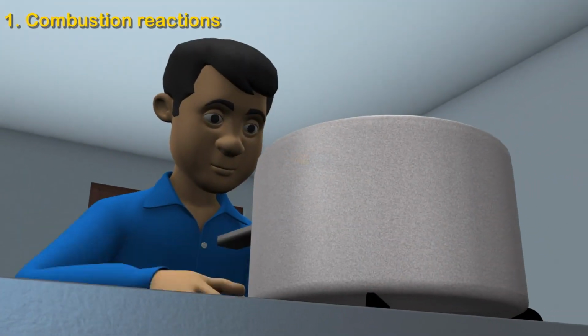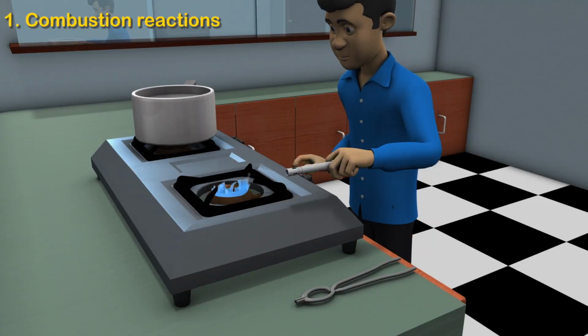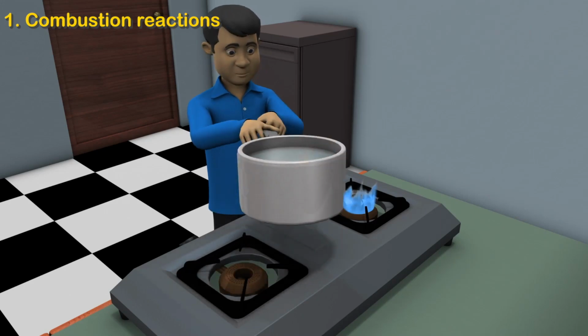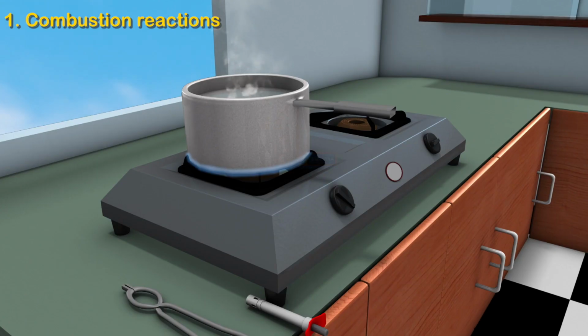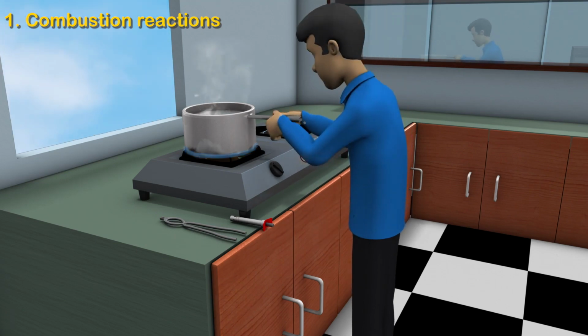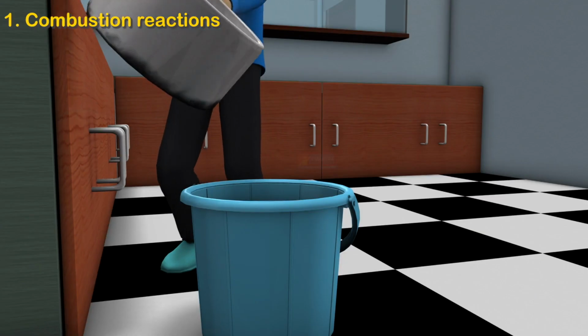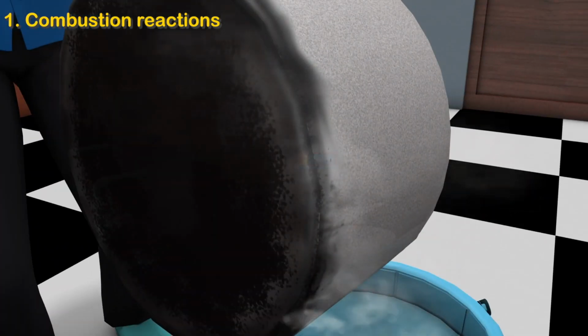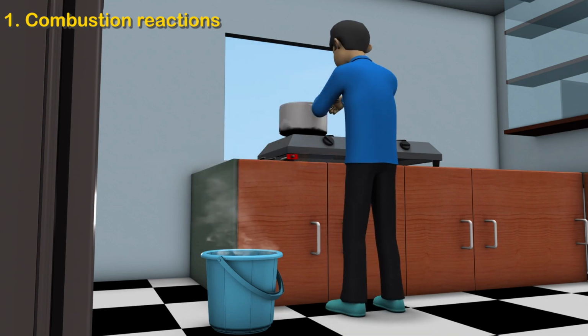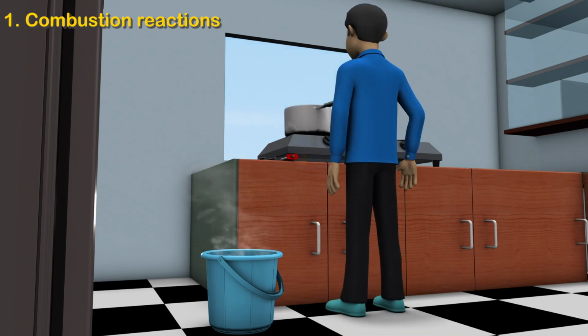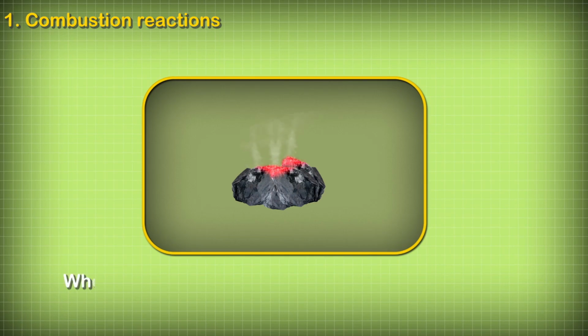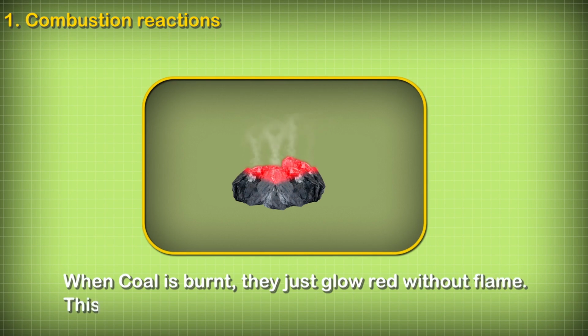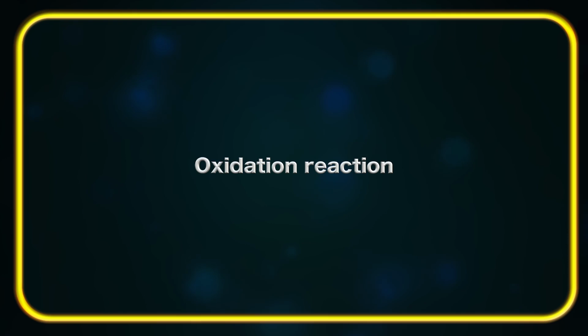Example 3. If air is not sufficiently available during combustion, even saturated hydrocarbons give sooty flame. The cooking vessels get blackened on a gas stove because of the inlets of air getting closed. The fuel gases do not completely undergo combustion. Example 4. When coal is burned, they just glow red without flame. This is because to get a flame, gaseous fuel should burn.